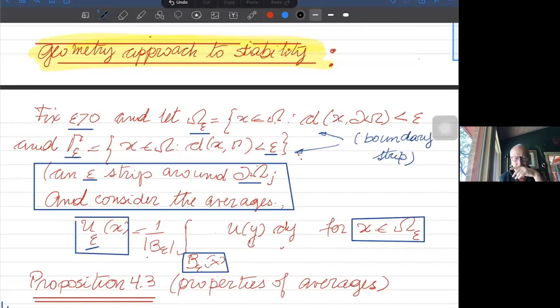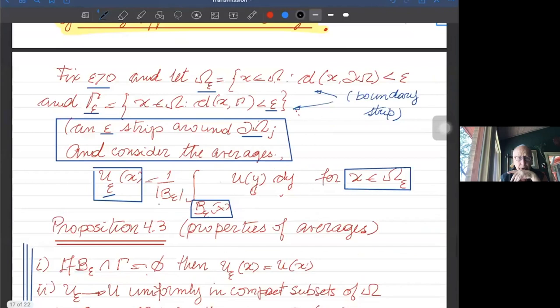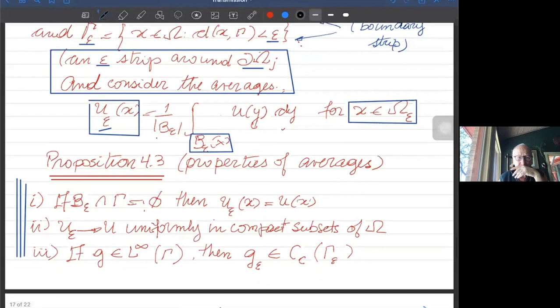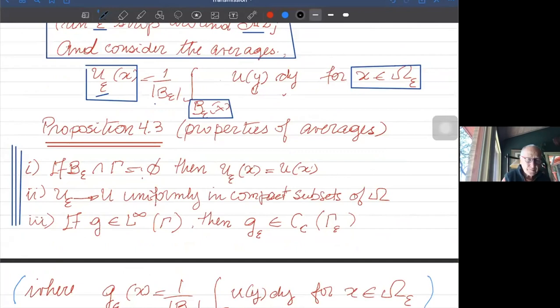Now let's go. So now we want to look at the properties of the averages. Okay. So basically, what can we say? If beta epsilon intersection gamma is empty, in other words, if you don't touch the gammas, then in the center of a point, U is harmonic. In other words, what it says is that U epsilon and U are the same when you are epsilon away from the parts where the function has angles. Okay, so this is trivial, right?